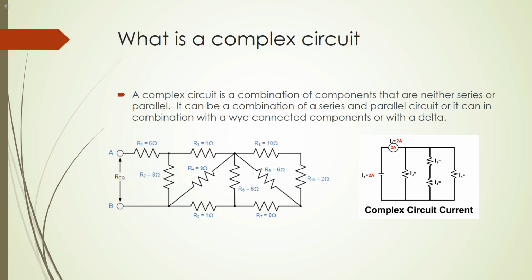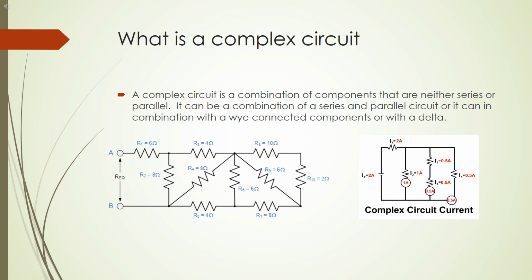A complex circuit is a combination of components that are neither series nor parallel. It can be a combination of a series and parallel circuit, or a combination with Y-connected components or with a delta. A complex circuit can be solved by different network theorems, one of which is Kirchhoff's voltage law and Kirchhoff's current law, or through something as simple as applying characteristics of a parallel combination and series combination.